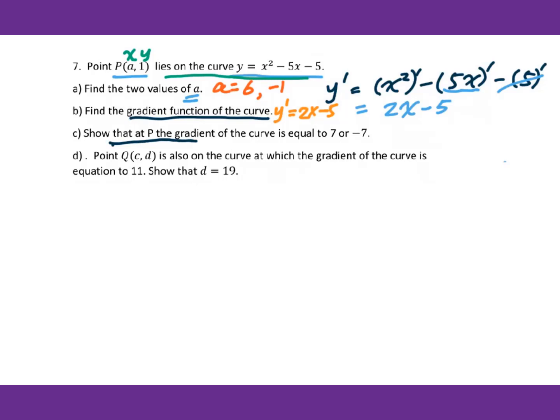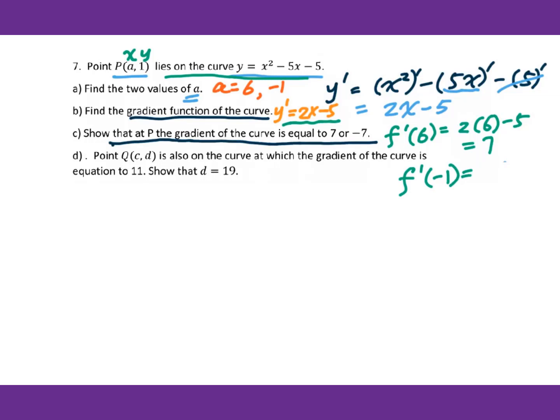Show that at P, the gradient of the curve is equal to 7 or negative 7. So we plug x equals 6 or x equals negative 1 into this derivative function. Therefore, you will get f prime of 6 equals 2 times 6 minus 5. That's equal to 7. F prime of negative 1, you will get 2 times negative 1 minus 5. You will get negative 7. When you see show that, you just work this out.